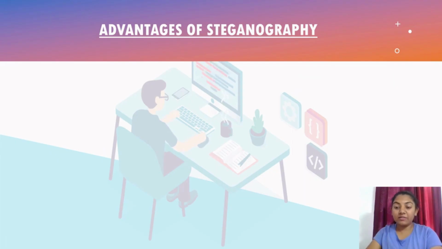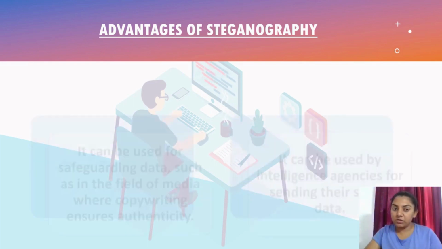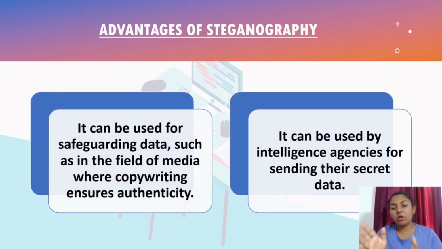After understanding what steganography is, let's understand its advantages and disadvantages. Now every coin has two sides, so we'll analyze both of them equally. Talking about advantages first, there are a lot of advantages. We have mentioned two over here. It can be used for safeguarding data, such as in the field of media where copyright ensures authenticity. Also, it can be used by intelligence agencies for sending their secret data.